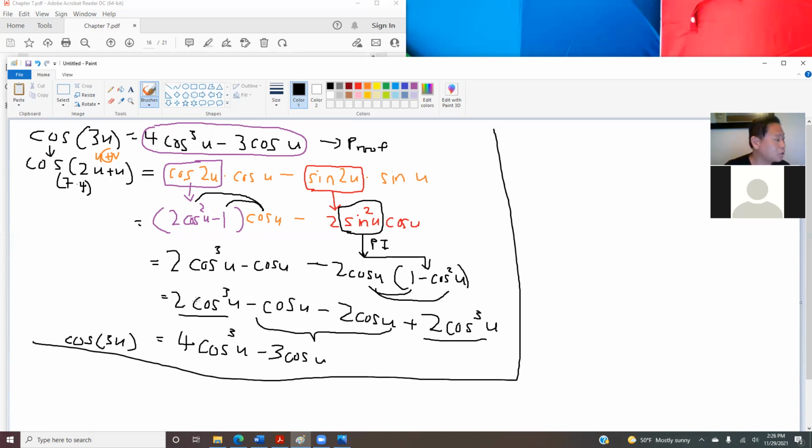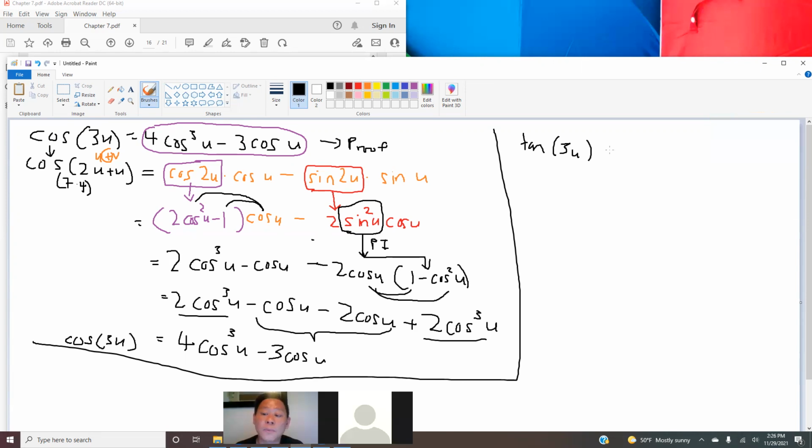So for the tangent one, if you want to try to go home and do it yourself, so to prove tangent 3u, because we did sine, right? And we just did cosine. The proving of tangent 3u is 3 tangent u minus tangent cube u, sorry, that's a cube here, all over 1 minus 3 tangent square u.